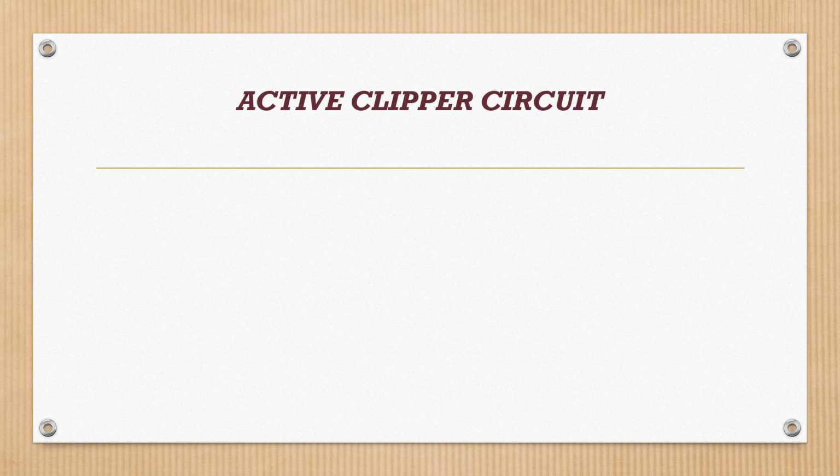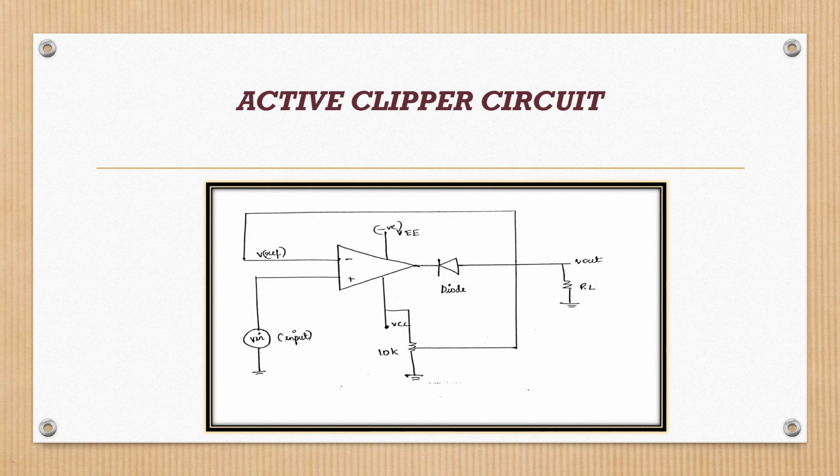We are going to see about the active clipper circuit. What is an active clipper circuit? When we design a clipper circuit using diode and operational amplifier, it is called an active clipper circuit. In the diagram, I design my active clipper circuit using operational amplifier and diode. When operational amplifier and diode are connected together, the diode is called a super diode.